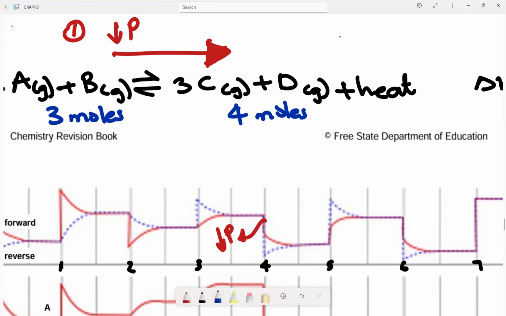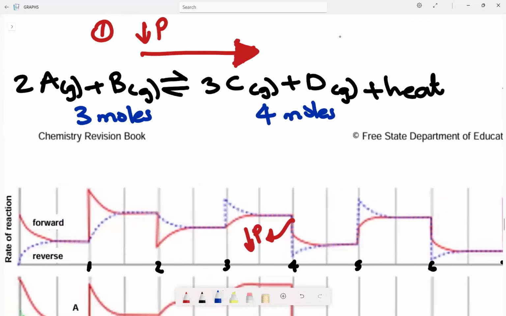Why is it not the case? Remember, they told us the change in H is less than zero. If the change in H is less than zero, it means the forward direction is exothermic, the reverse is endothermic. Remember what a decrease in temperature favors? A decrease in temperature favors exothermic. A decrease in temperature favors exothermic. Let's see.